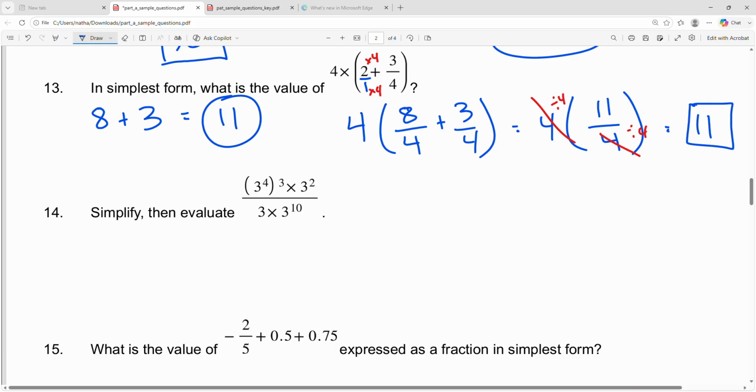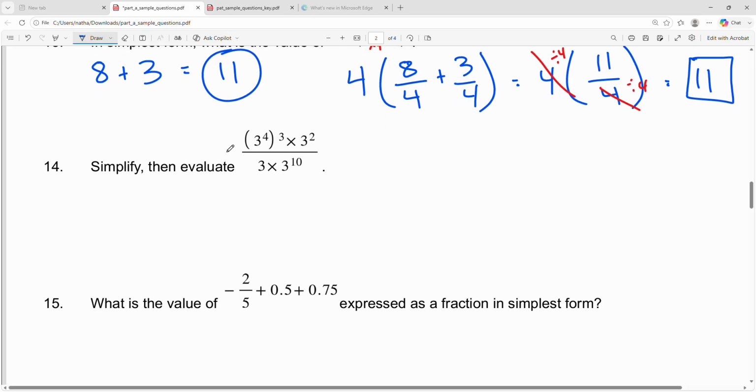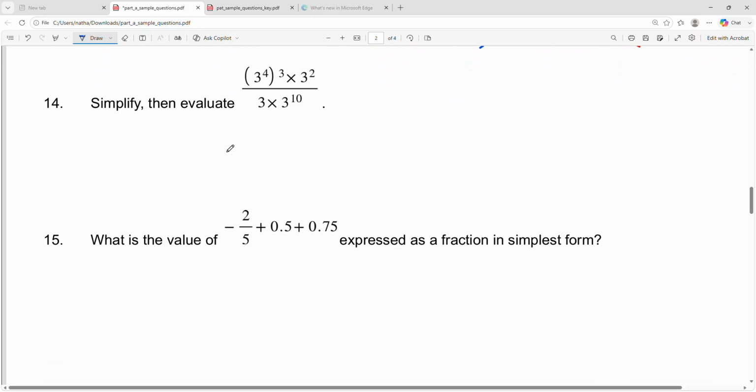Okay, number 11. Moving on. Let's do one more. Then we're going to break. Okay, question number 14. Simplify, then evaluate. So evaluate means we want the actual number. If I have this and I say evaluate, I want to know that this is equal to 9.